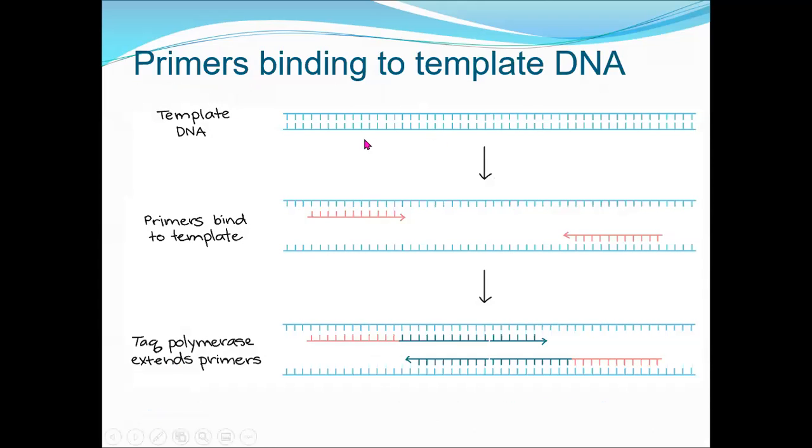So this is the template DNA. After the strands get separated, the forward and the reverse primers anneal so that they flank the target region to be amplified, and then the extension step adds up the nucleotides.